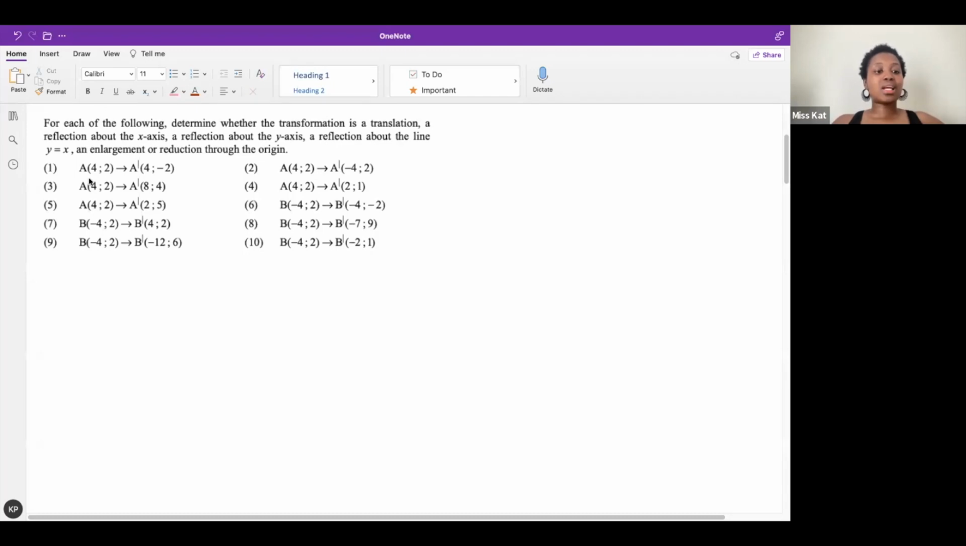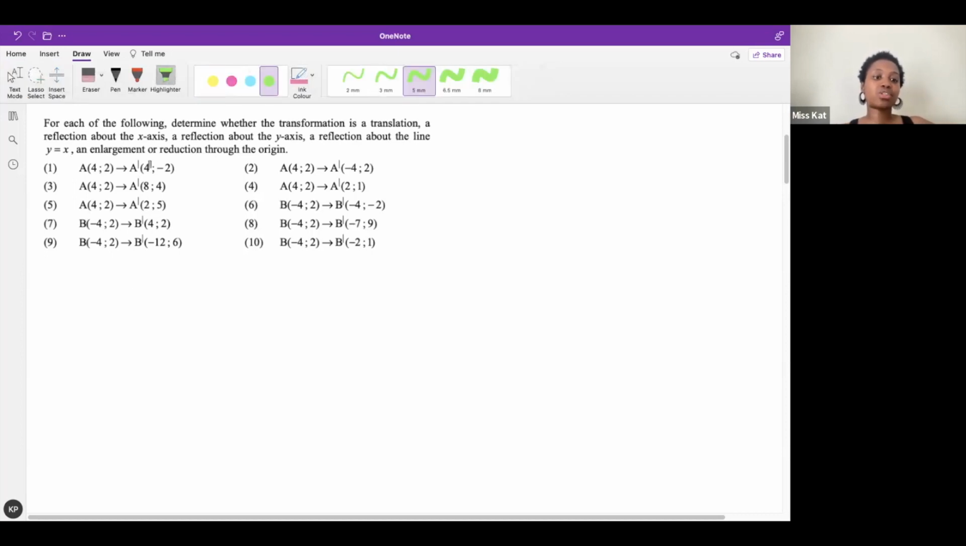Now, let us start with number 1. Number 1 is pretty easy and straightforward. All they did here was change the y coordinate to a negative. So what kind of transformation is this? Do you guys remember? Let's go back to our notes. What kind of transformation is number 1?